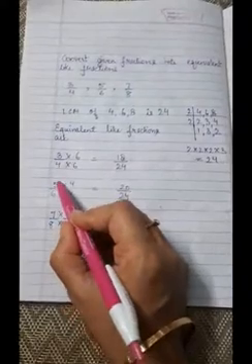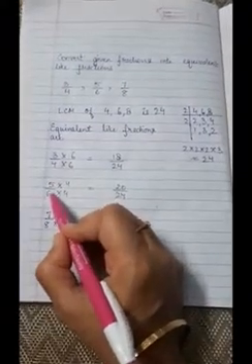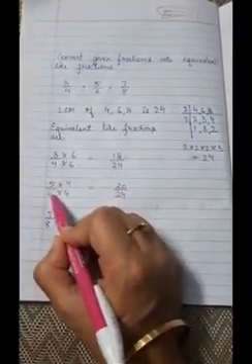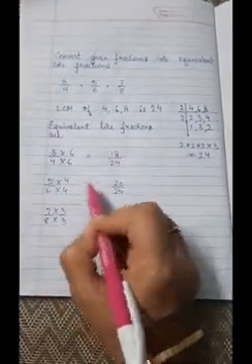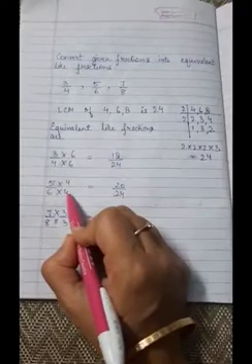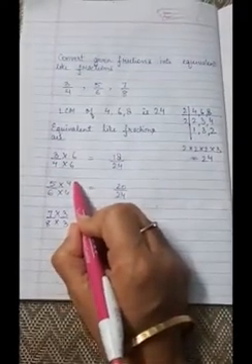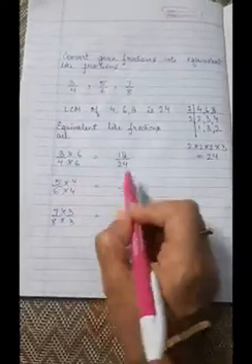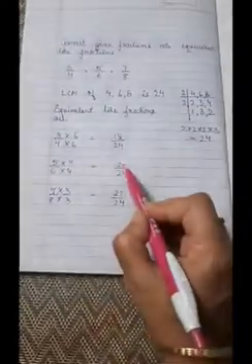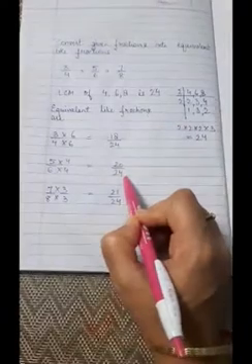Now come to the next part, 5 upon 6. Now 6 should be multiplied by 4 so that it becomes 24. And if I am multiplying in the denominator, I have to multiply the numerator as well with the same number. So 5 into 4, 20. So this becomes 20 upon 24.